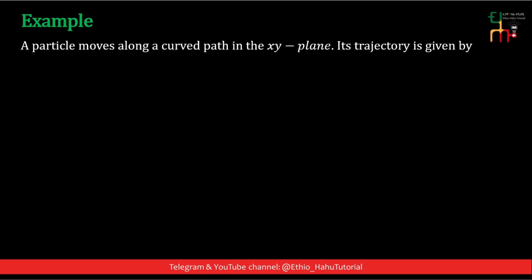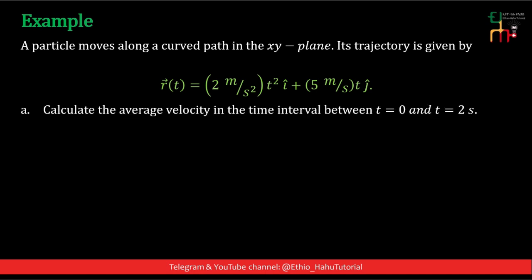Let's see an example. A particle moves along a curved path in the xy plane. Its trajectory is given by the equation r of t is equal to 2 meter per second square t square i plus 5 meter per second t j. A. Calculate the average velocity in the time interval between t is equal to 0 and t is equal to 2 seconds. Solution. A. r of t is 2t square i plus 5t j.